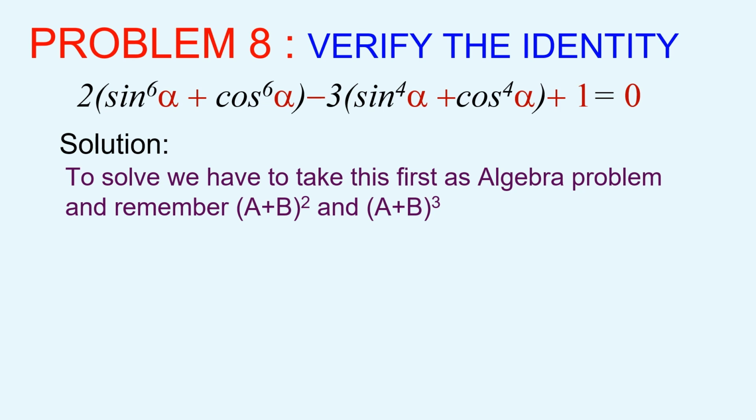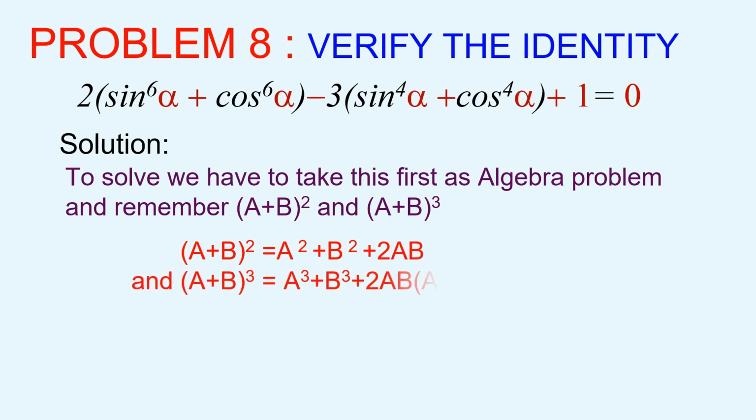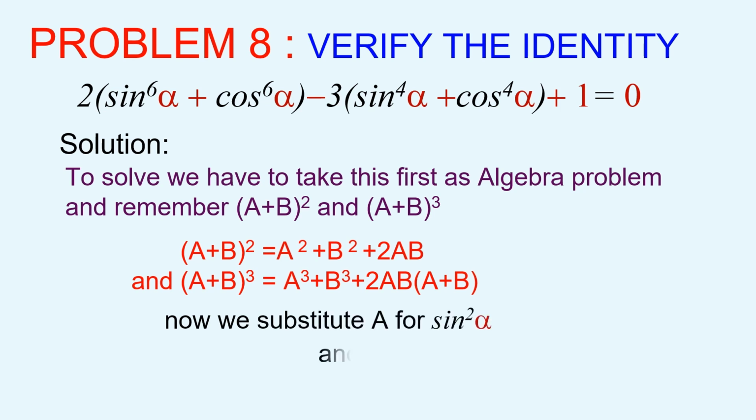And remember, a plus b whole squared equals a squared plus b squared plus 2 times a into b. And a plus b whole cubed equals a cubed plus b cubed plus 3 times a into b times a plus b. We substitute now a for sine squared alpha and b for cosine squared alpha.